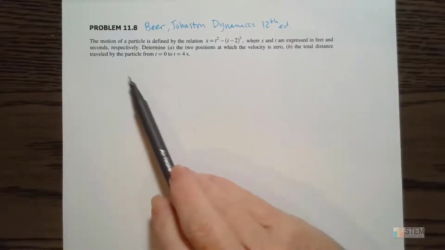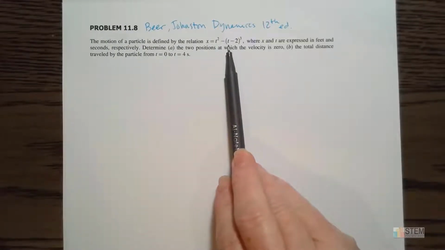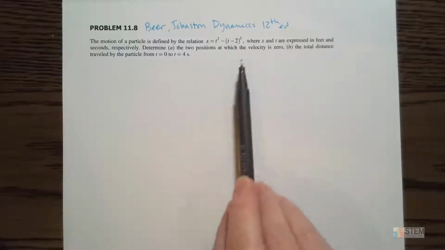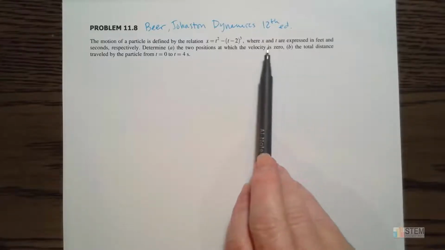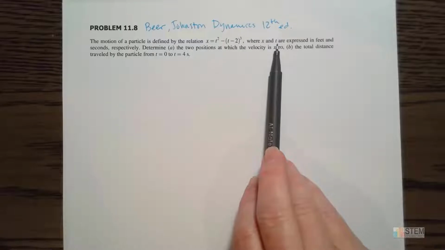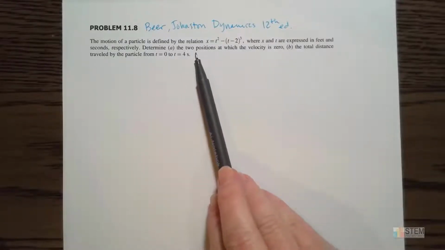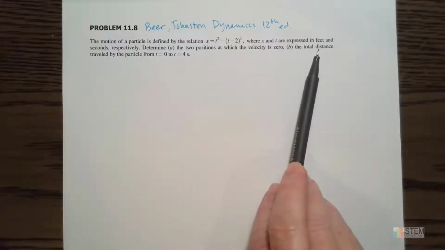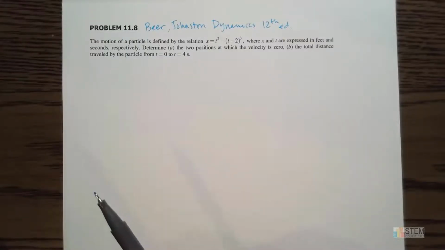So this problem states that we've got the motion of a particle defined by this relationship. We've got t squared minus the quantity t minus 2, cubed. X is going to be expressed in feet because that's your position, right? And t is going to be in seconds, it's just time. And we want to find a couple of things. We want to find two positions at which the velocity is 0, and we want to find the total distance traveled by the particle from t equals 0 to t equals 4 seconds. All right, so a few things to work on there.